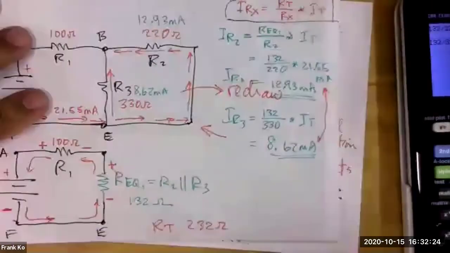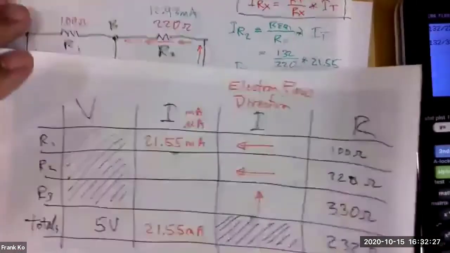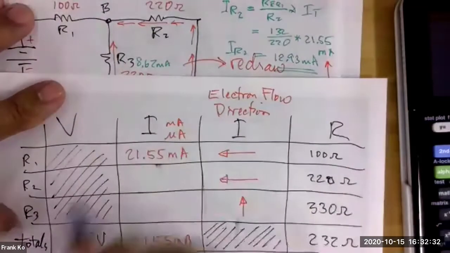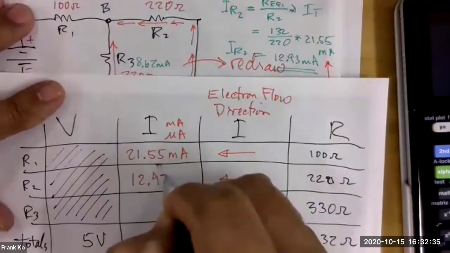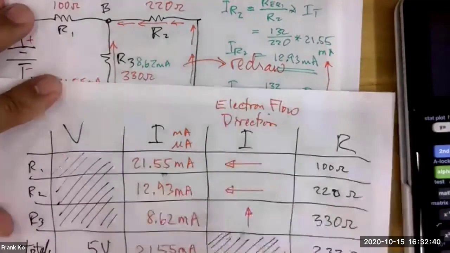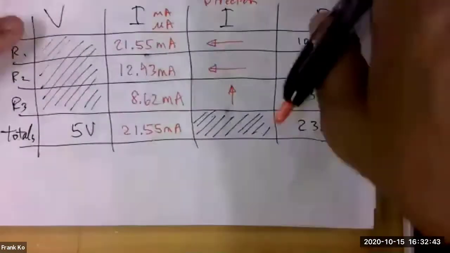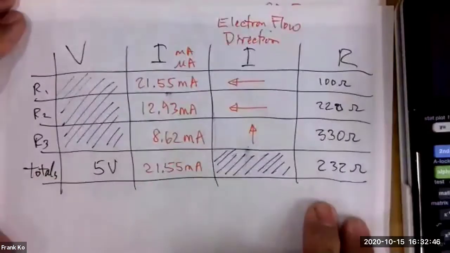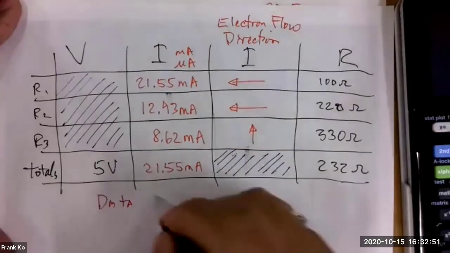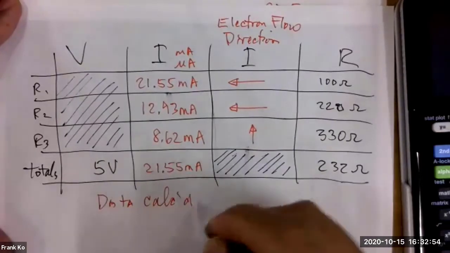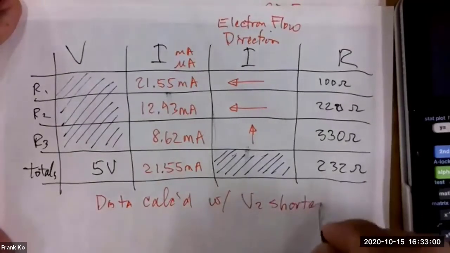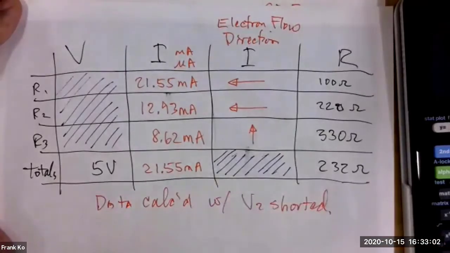So we want to take this information and now write it into our table. And our table says right here that this works out to be 12.93 milliamps, and this was 8.62 milliamps. Okay. Are we okay with the data in this VIR analysis? This is our data calculated with VS2 shorted. Is everybody okay with that?